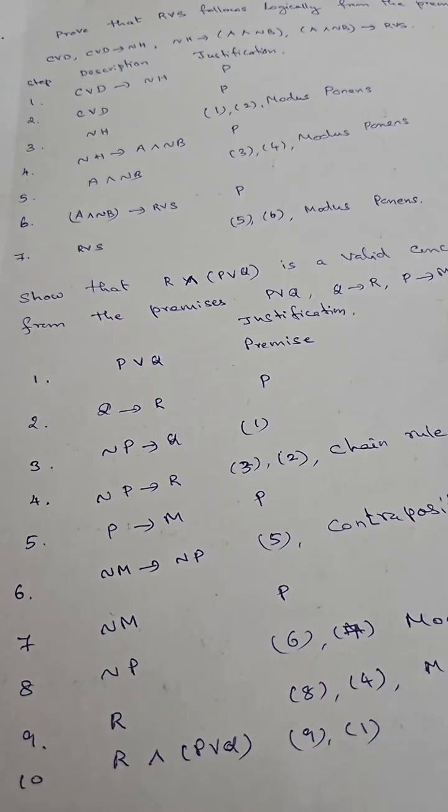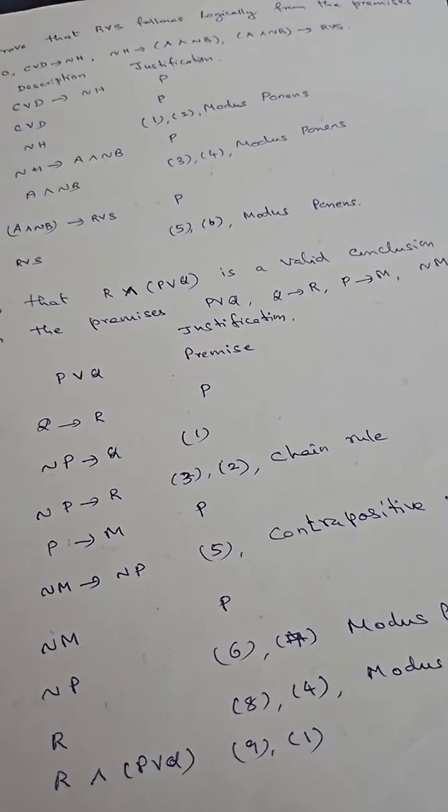Next one, step number 4, we are getting it from step number 2 and step number 3 by using chain rule. And then step number 5 is P to M, which is a given premise. And for step number 6, we are taking the contrapositive, that is negation M to negation P.